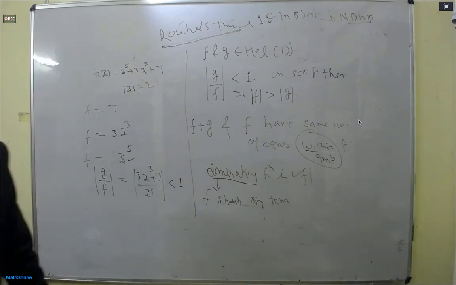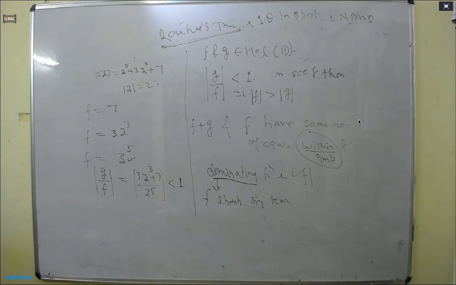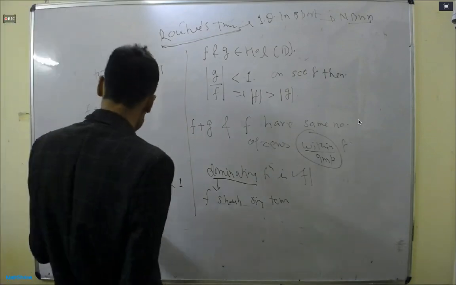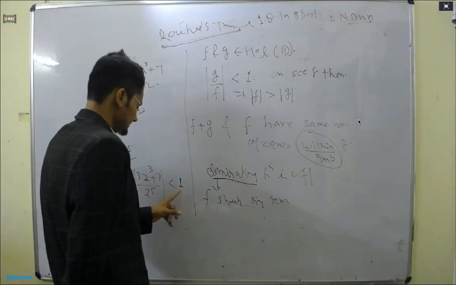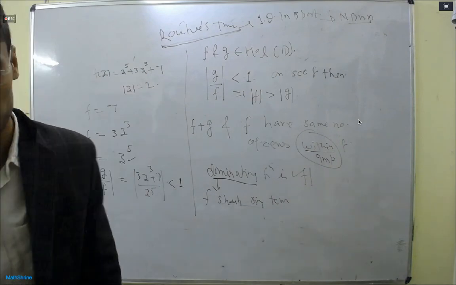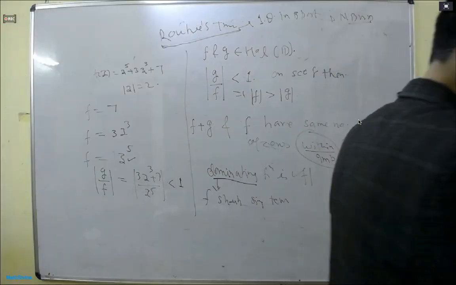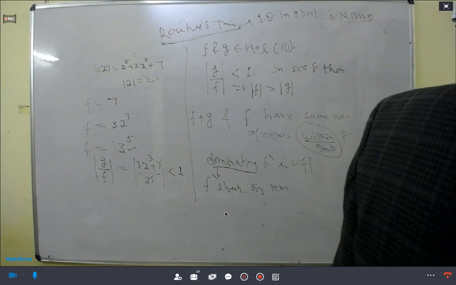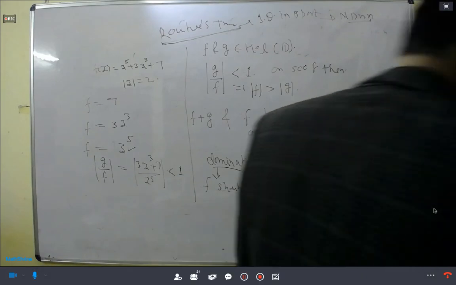Yes, so if I am taking f equal to z to the power 5, I am taking the maximum factor. If you put 2 to the power 5, definitely this number will be bigger. In this way, now by the theorem, what we say is that f plus g and f have the same number of zeros.